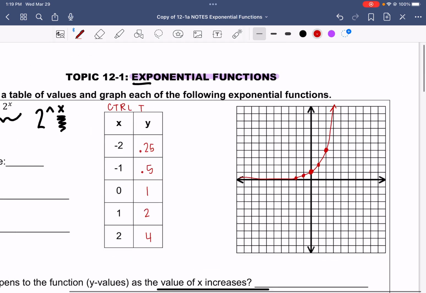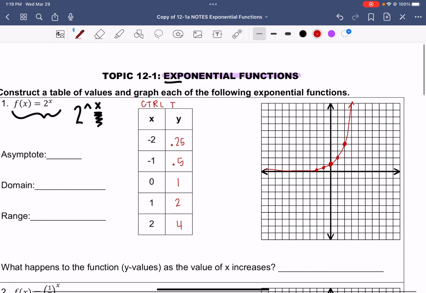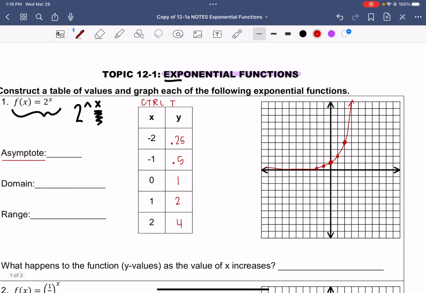Okay, all right, so now you're going to see the word asymptote. An asymptote is just a word that means it gets close to but never touches. So I'm going to write it right here: an asymptote gets close but never touches. Like never.